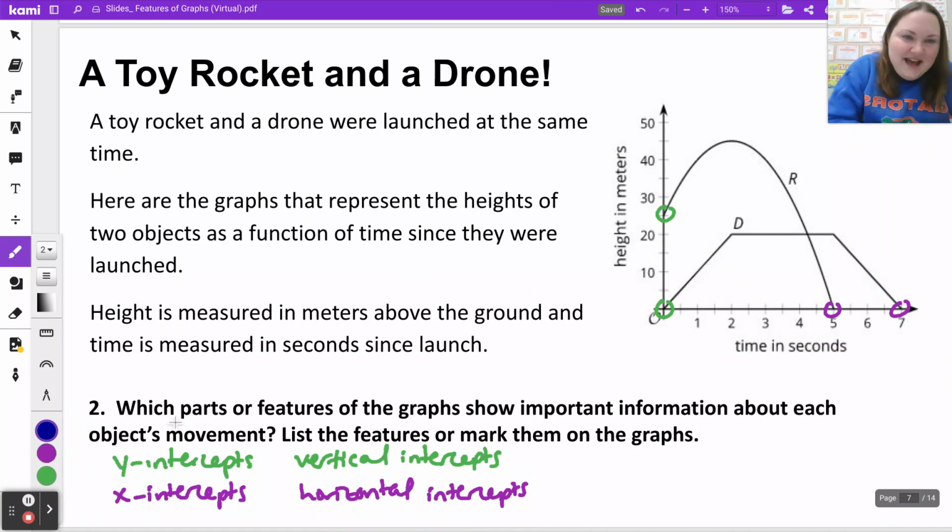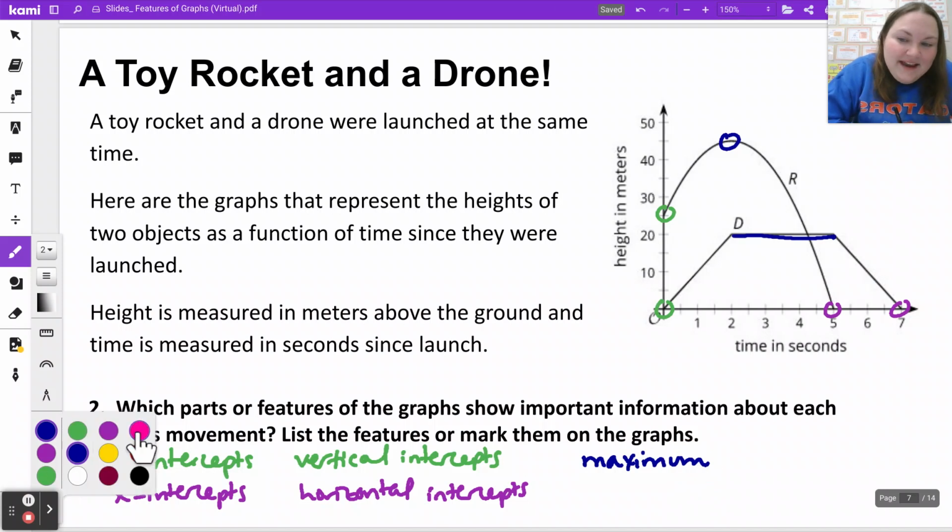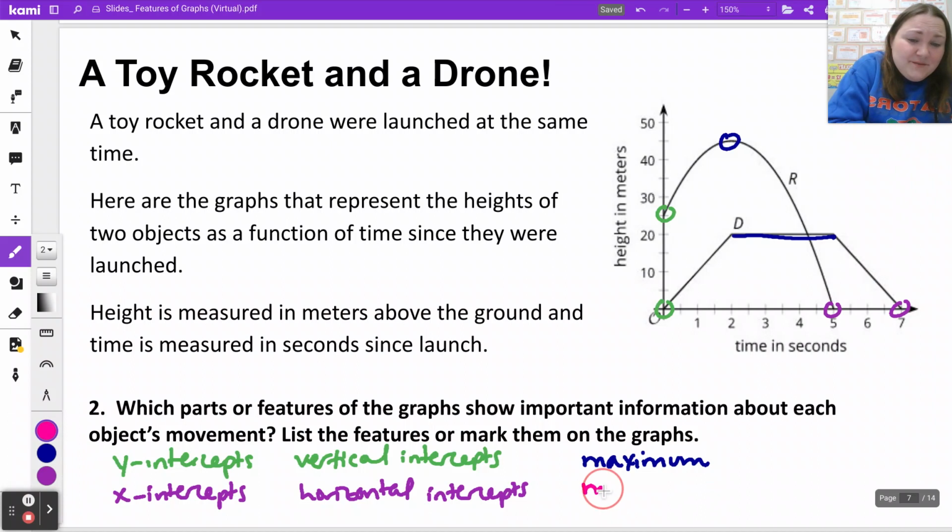In addition to that, we also mentioned this point right here and this section right here, which is your maximum. Maximum is that highest point. And along with that, you might also mention any minimums you see on that graph. Here, our minimums were just these points down here on our x-axis, so we didn't describe them twice.